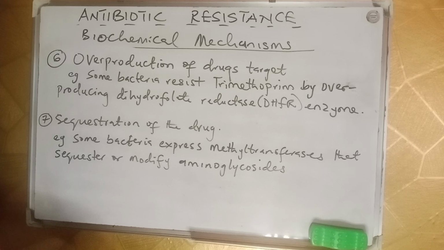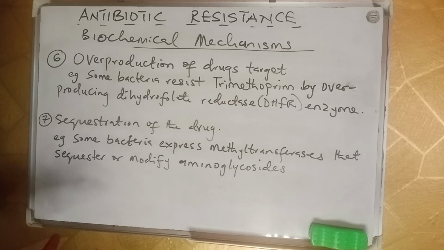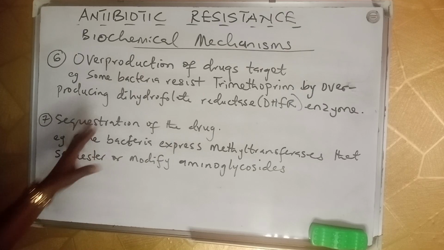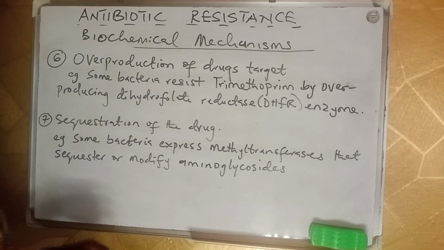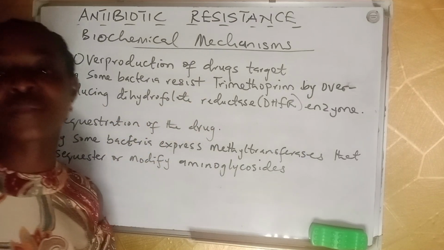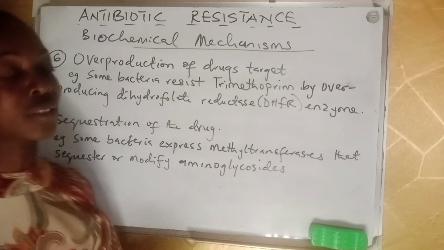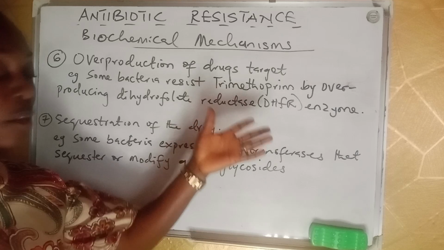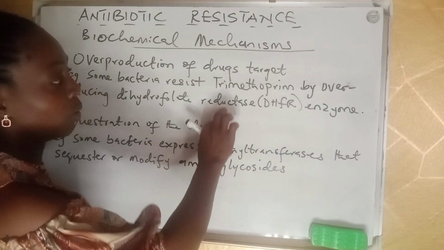The 6th biochemical mechanism by which microbes resist antibiotics is by overproducing the drug's target. This is similar to the 5th mechanism. How? Somehow, by doing this, they're able to bypass metabolic pathways targeted by antibiotics. For example, in trimethoprim resistance, some bacteria are able to overproduce the enzyme which this drug targets, which is dihydrofolate reductase enzyme. So they overproduce in a bid to overcome the inhibition of the drug on this enzyme.